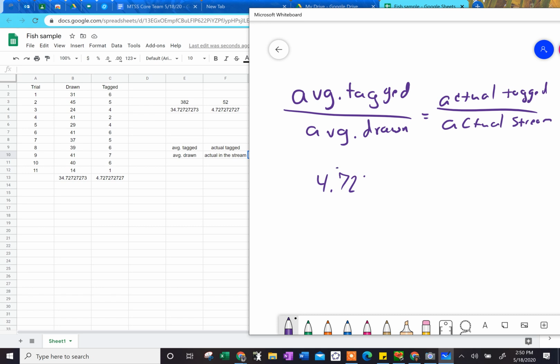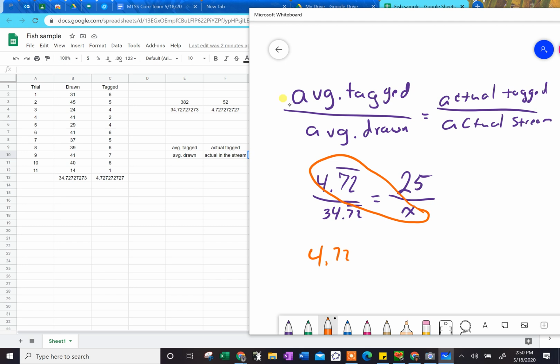So the average tagged we realized was 4.7272 repeating over 34.72 repeating, and that should be equal to, well, I tagged my fish myself, and I know that there were 25 goldfish in there, and then I have my unknown in the stream. That's why I'm going to call it X. So I'm going to cross multiply, and I get 4.72 x equals 25 times 34.72.